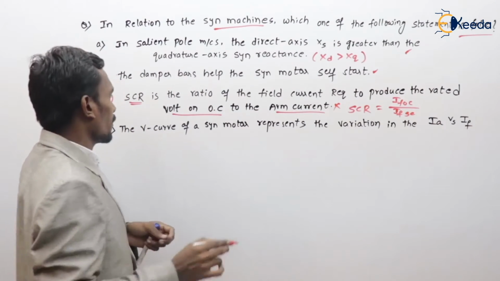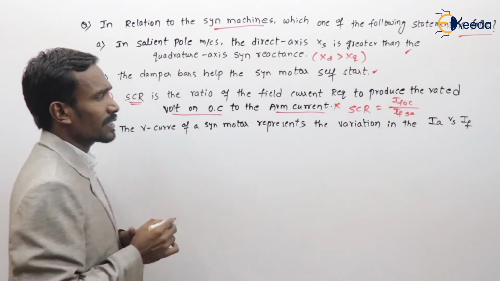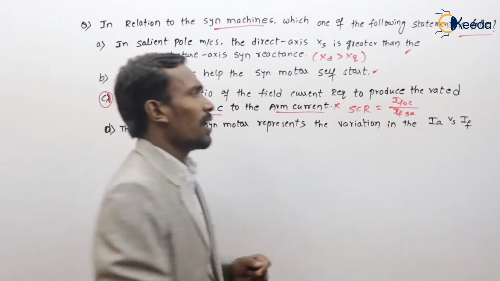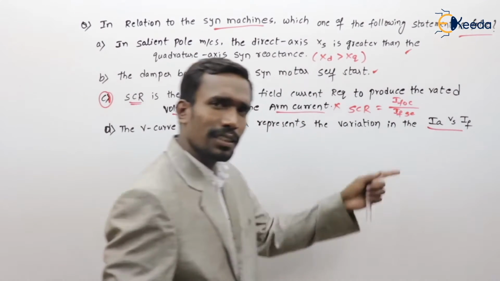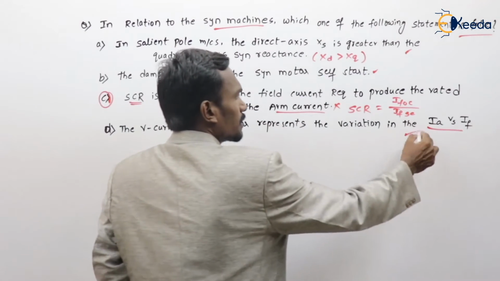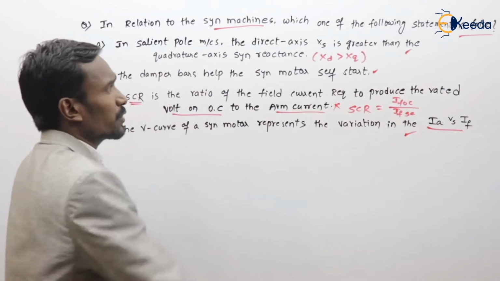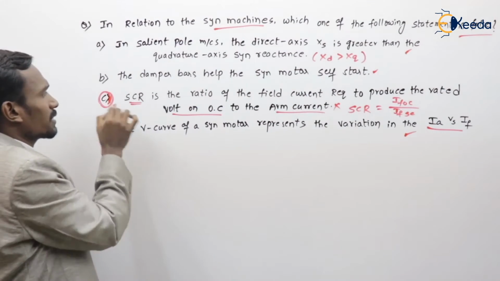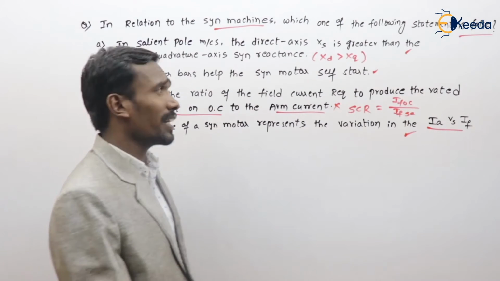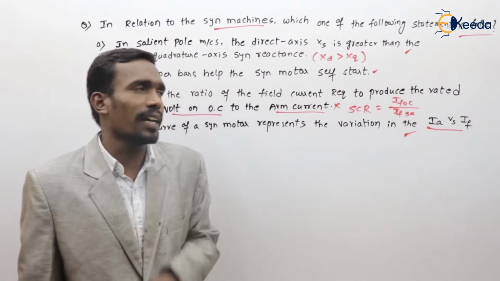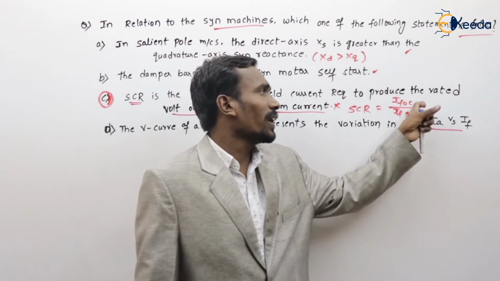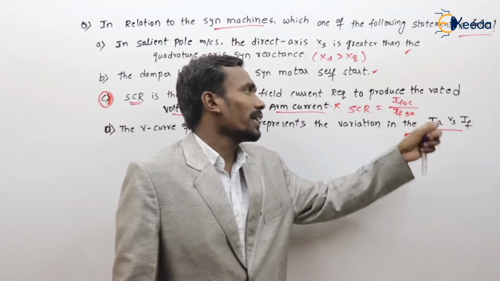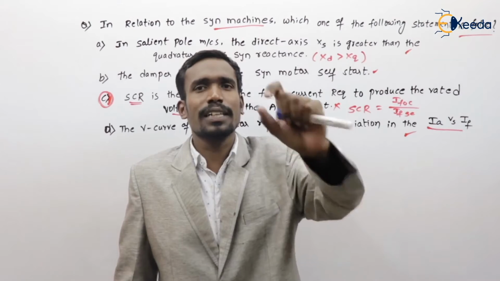Next one, let's see. The V curves of the synchronous motor represent the variation in the armature current and field current. This is 100% correct. So which one of the following is the false statement? The third one is the false statement. SCR is not the ratio of IF at open circuit by IA. It is the ratio of the field current required to produce rated voltage on open circuit to the field current required to produce rated current on short circuit. That is the correct answer.